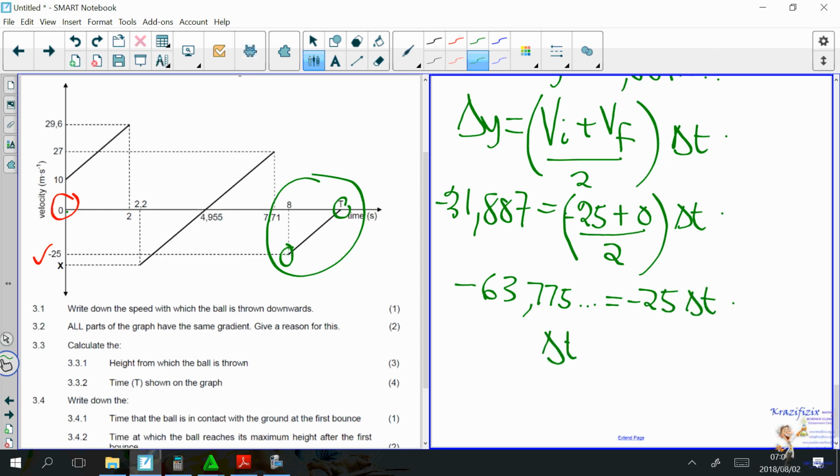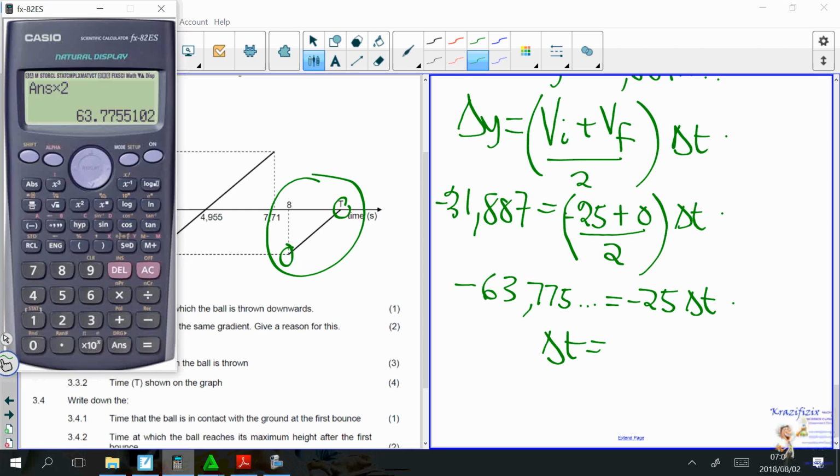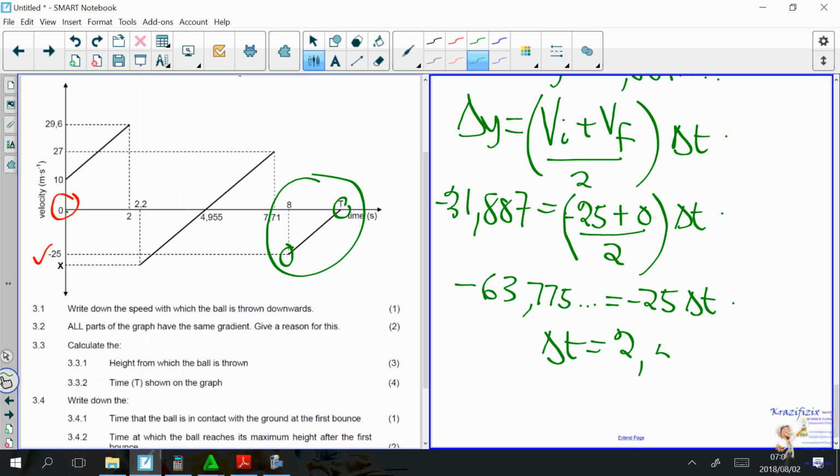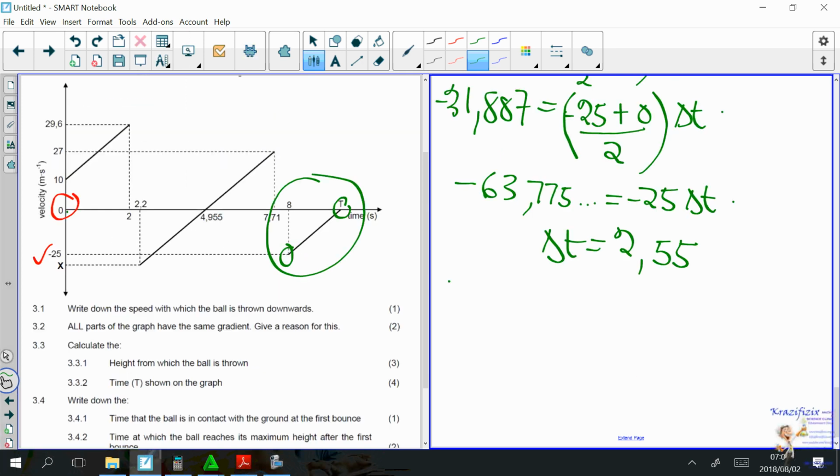We divide both sides by negative 25. Now you go back to your calculator, your answer is still stored. You just say divided by negative 25. What are we going to get? 2,55. Awesome. Physics is beautiful. But remember that t again, just the same explanation. 2,55 would give us 10,55 seconds. All right. Spending so much time on this, and this is just lovely.